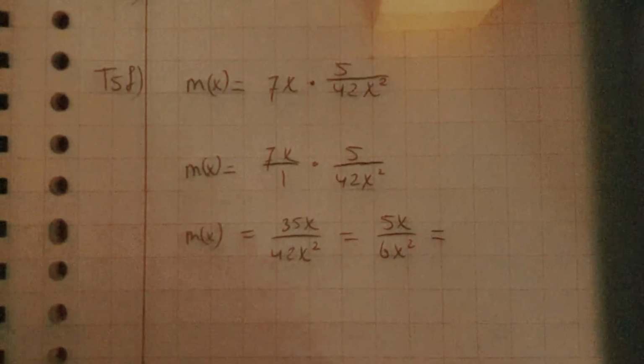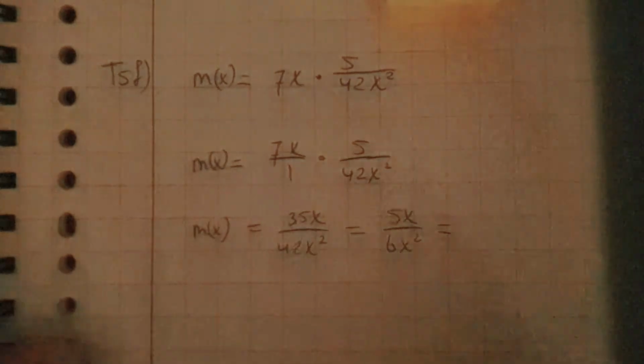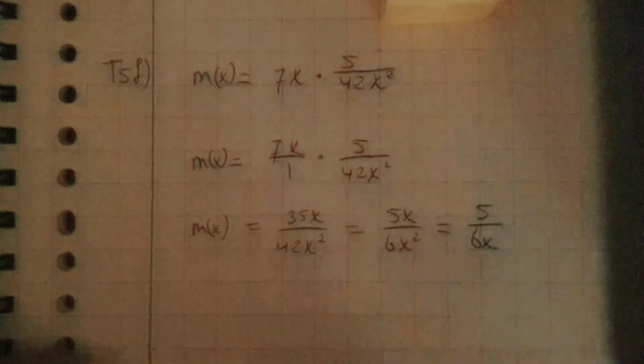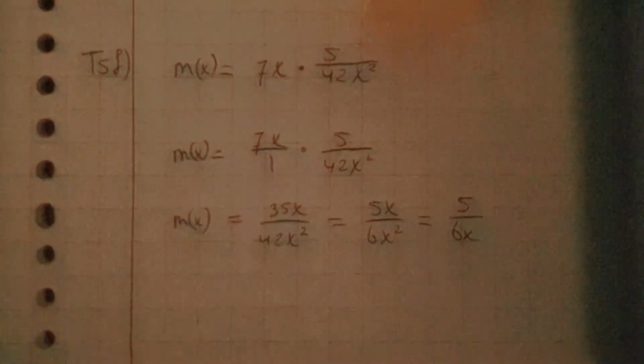So let me go to the letters, x to the power of 1 and x to the power of 2. I can divide them both by x. So the leftovers are 5, and then this is just an x, so 6x. So this is the answer, 5 divided by 6x.